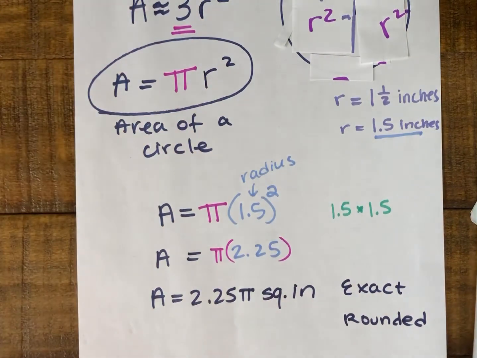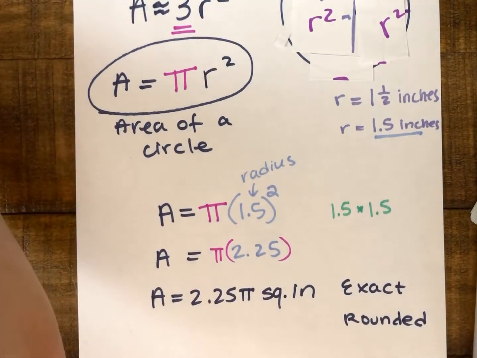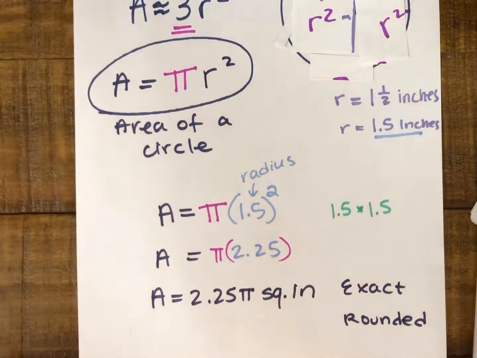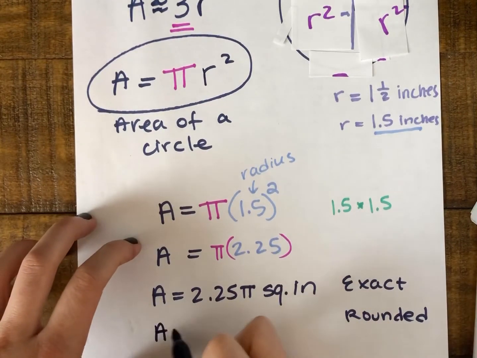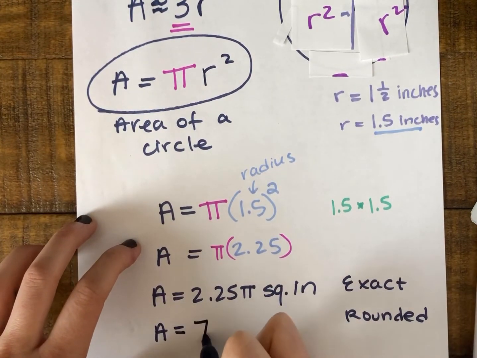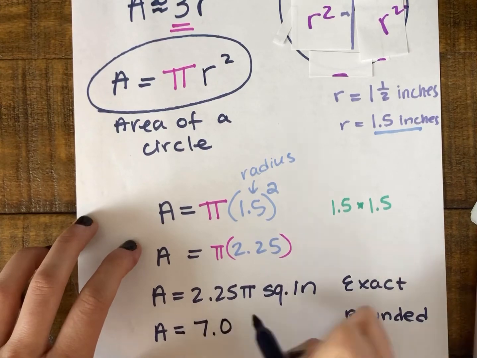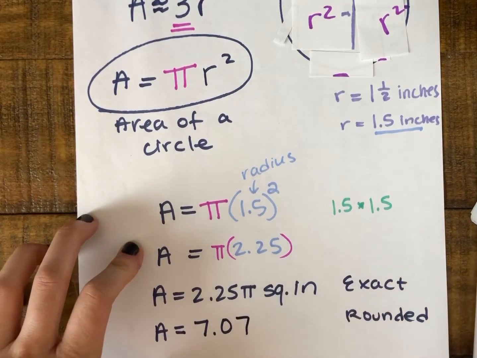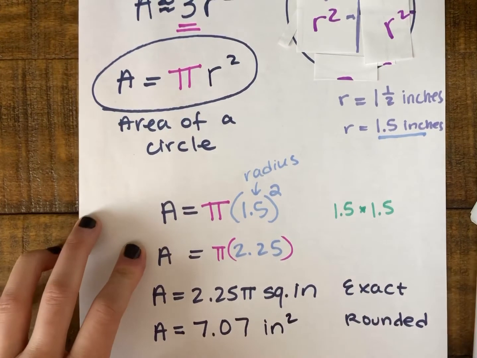And the answer that I get is 7.06. Hold on, let me just do that one more time. I think I made a mistake on that. No, okay. So I'm getting area is equal to 7.07 squinches.